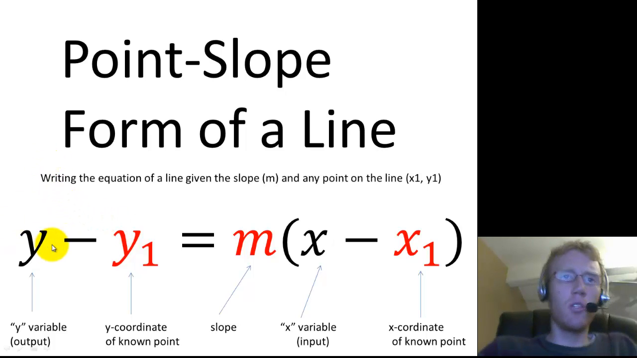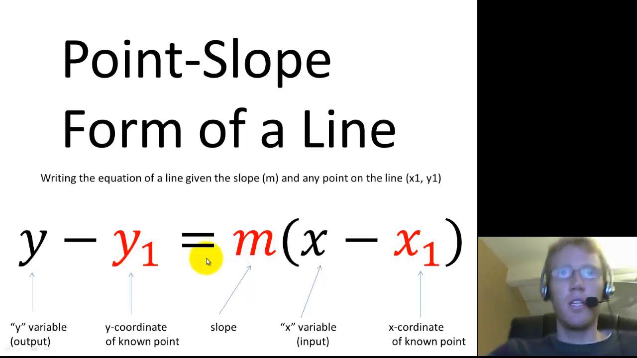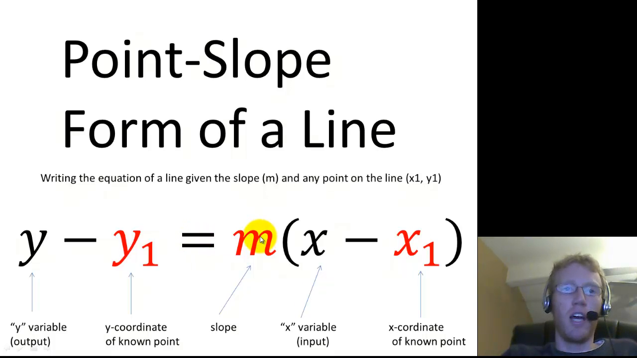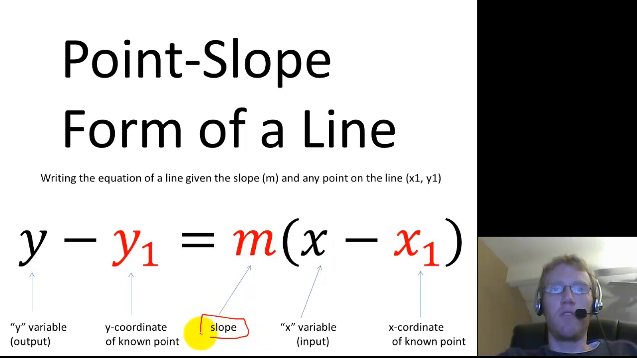So this is how the equation looks. It starts off y minus y1 equals m times parentheses x minus x1. So just like before, x and y are your two variables, and they will stay as x and y. So when you write this equation specifically for a given line, the x and the y will stay x and y, but the m will be swapped out for an actual numerical value. So whatever you found your slope to be, you're going to plug that in for m just like before.